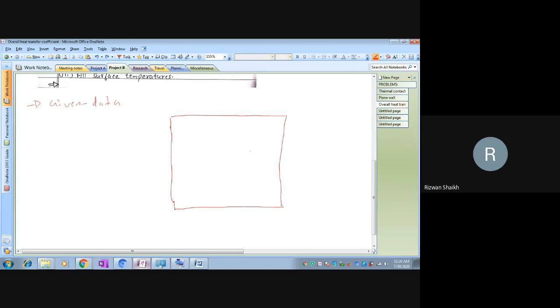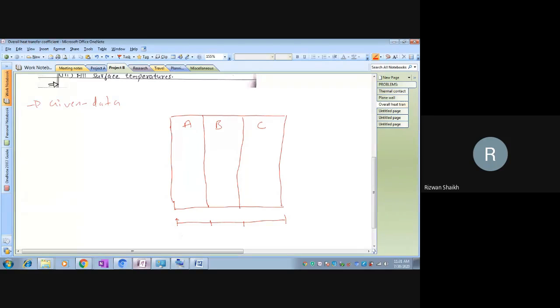So this is the layer A. This is the layer B. And we have a layer C. So if I consider this is the layer A, this is the layer B, and this is the layer C, and the thickness of each layer is given. So what is the thickness given for layer A, B, and C?